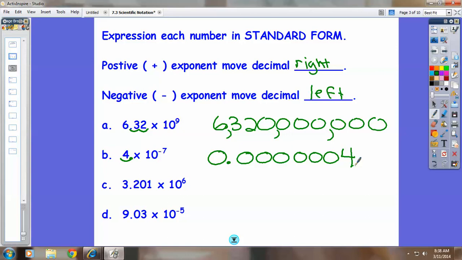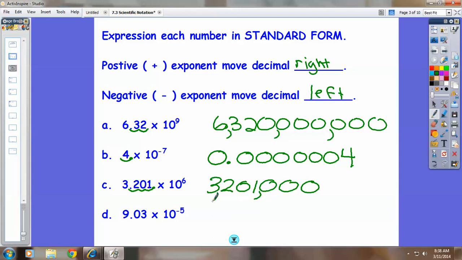Example C, we have a positive exponent of 6. What direction can we move that decimal to make our answer a very big number? To the right. So we're going to move it 1, 2, 3. And we're out of room. That's okay though. What can we add so that we can continue to move that decimal? 3 zeros. Again, don't forget your commas.